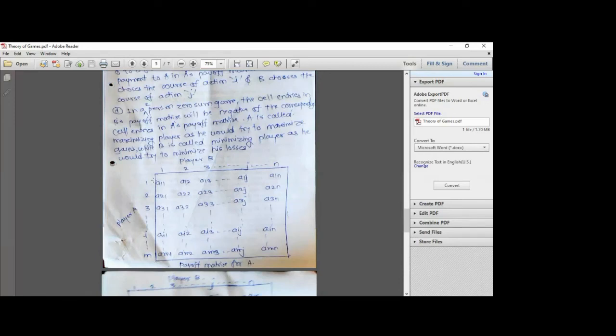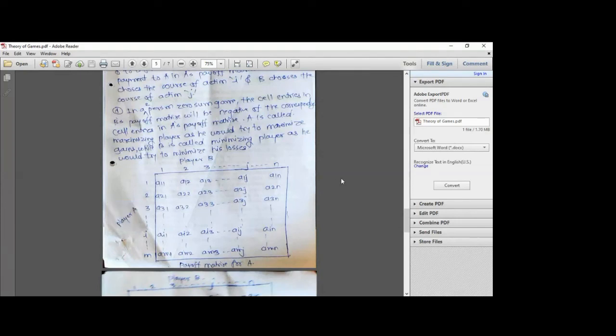So here, what is this? Let's say that when player A selects this course of action, and for that course of action player B has selected this course of action, and if this value is positive, that means player B will pay something to player A, or player A is going to gain something. Now, for example, player A has selected this course of action and player B has selected this course of action, and the value of A33 comes out to be negative. That means player A is going to lose something.